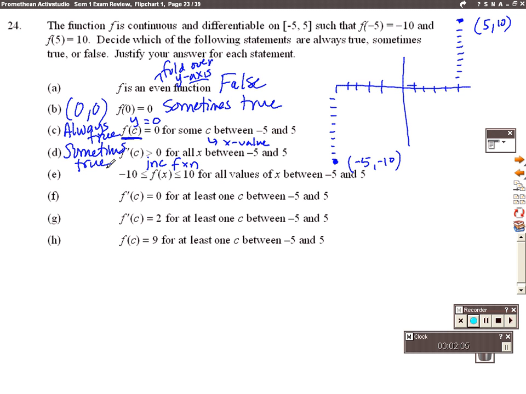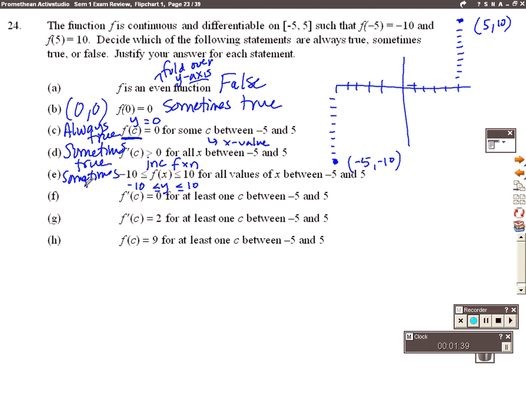Letter E. Now these are y values. This says that the y values stay between negative 10 and 10 the whole time. Well, that's not necessarily true, because it could be true, but it's not necessarily true, because the graph could go way above 10 and then come back down and hit it. So this would be, again, sometimes true.